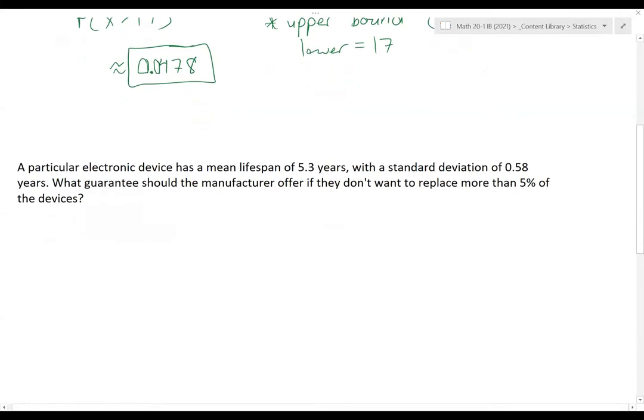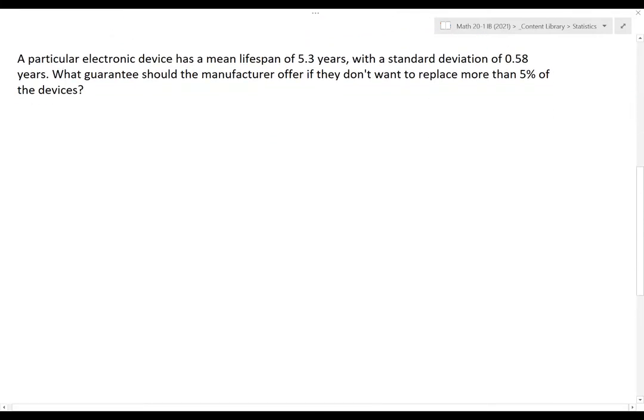All right, we can also work backwards on our calculators. So if we know a percentage, we can figure out a value that's associated with it. So let's say we have a particular electronic device with a mean lifespan of 5.3 years and a standard deviation of 0.58. So the manufacturer wants to offer a guarantee, but they don't want to replace more than 5% of the devices.